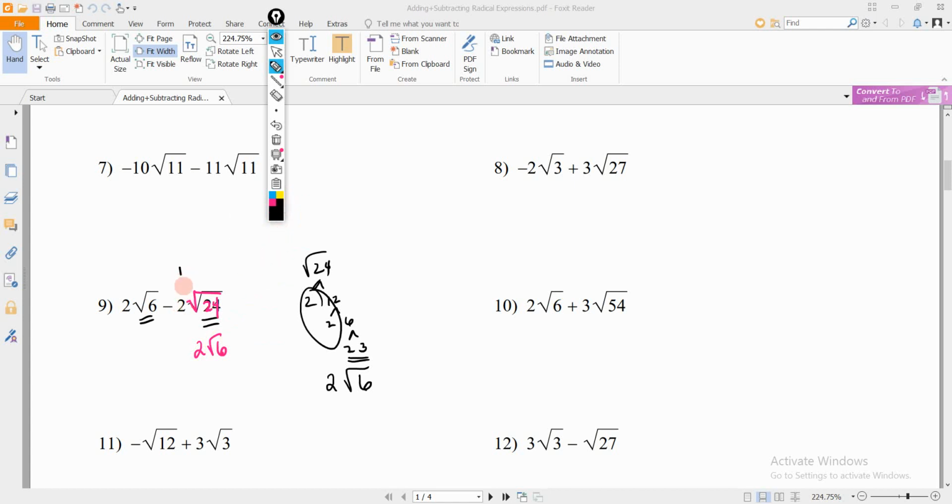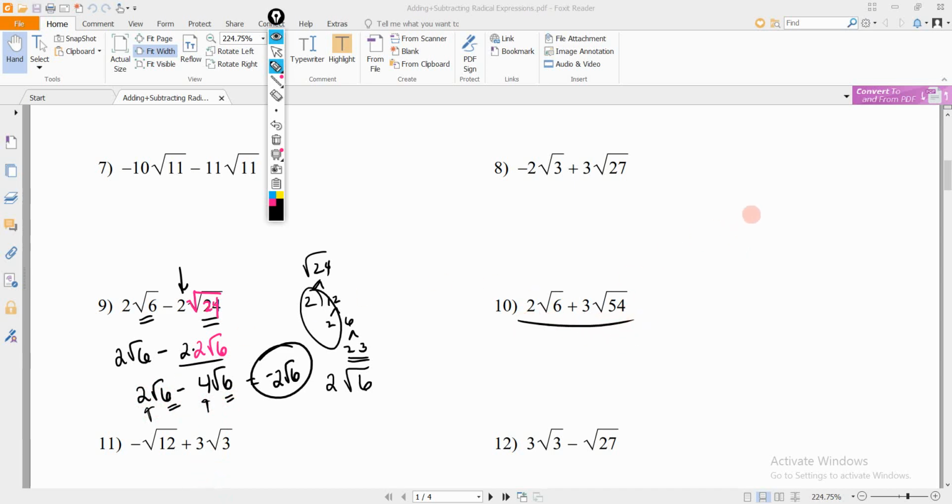We still have that 2 out front. And it's getting multiplied together by the radical 24, which we said was the same as 2 radical 6. And then we have 2 radical 6 minus that. So this turns into 4 radical 6's. This is 2 radical 6. So 2 radical 6's minus 4 radical 6's is -2 radical 6's. Once you have the like radicals, just do the subtraction with the numbers out front.